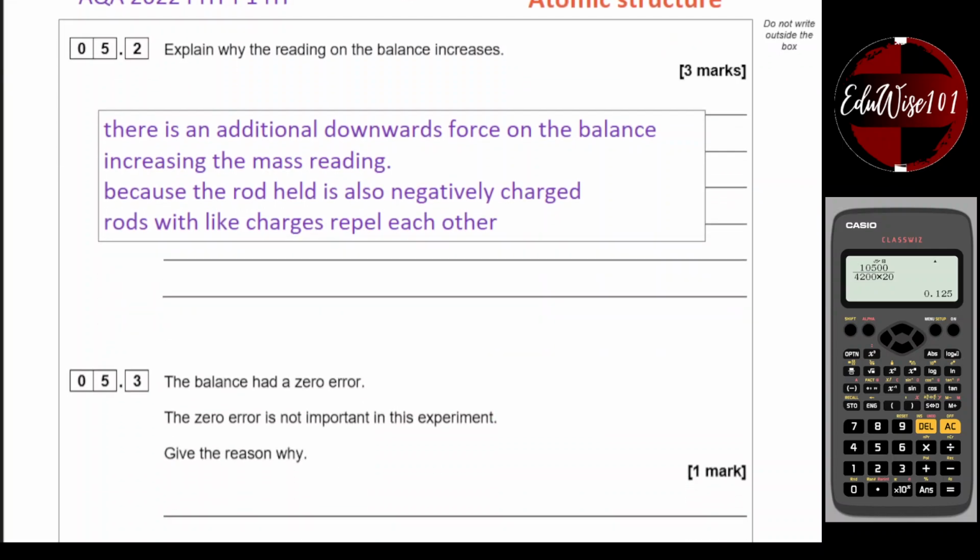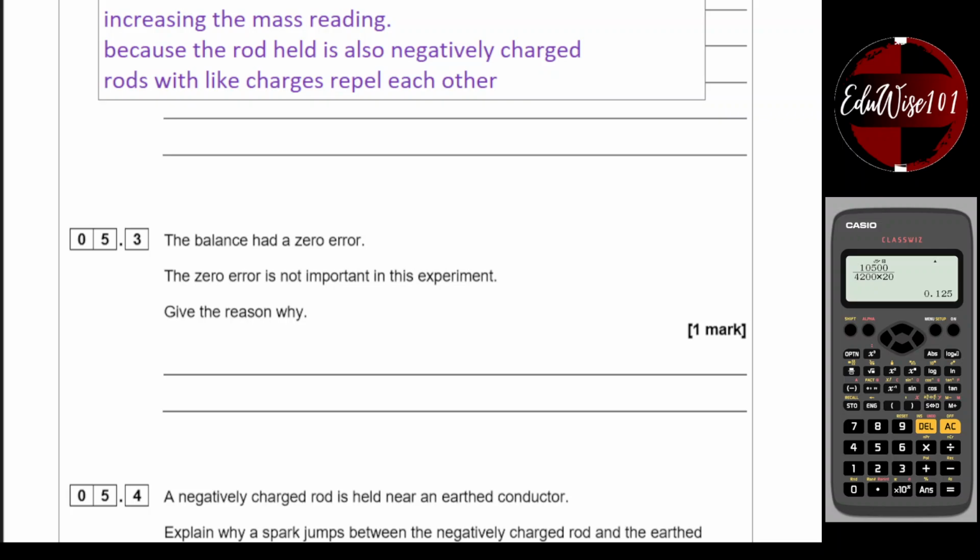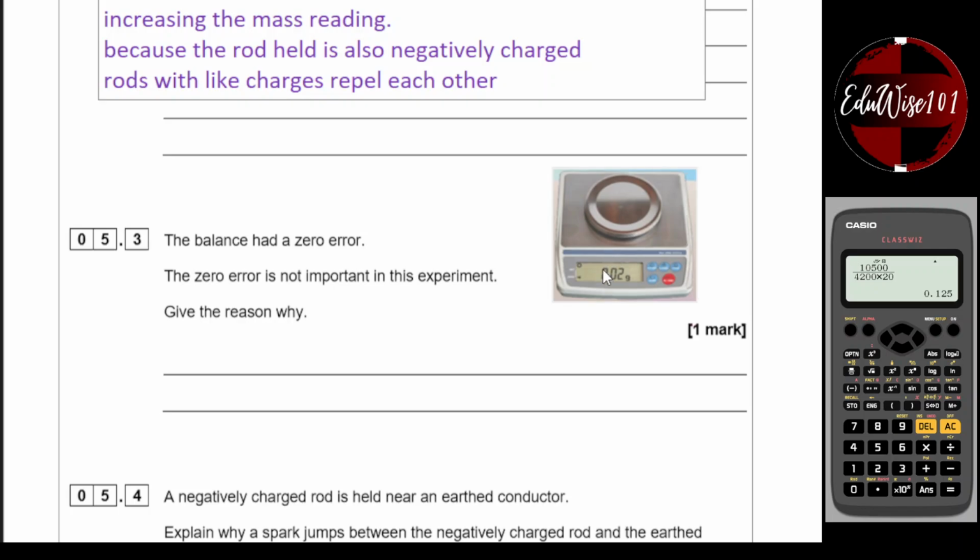Question 5.3. The balance has a zero error. The zero error is not important in this experiment. Give a reason why. Now, what is a zero error? A zero error is what this looks like. If you have a weighing scale and you haven't got anything on it, and it simply doesn't read zero, it reads some mass, it could be negative or positive. In this case, it's reading 0.02 grams. So if you were to place something which is 10 grams, it is going to read 10.02. So that's your zero error.